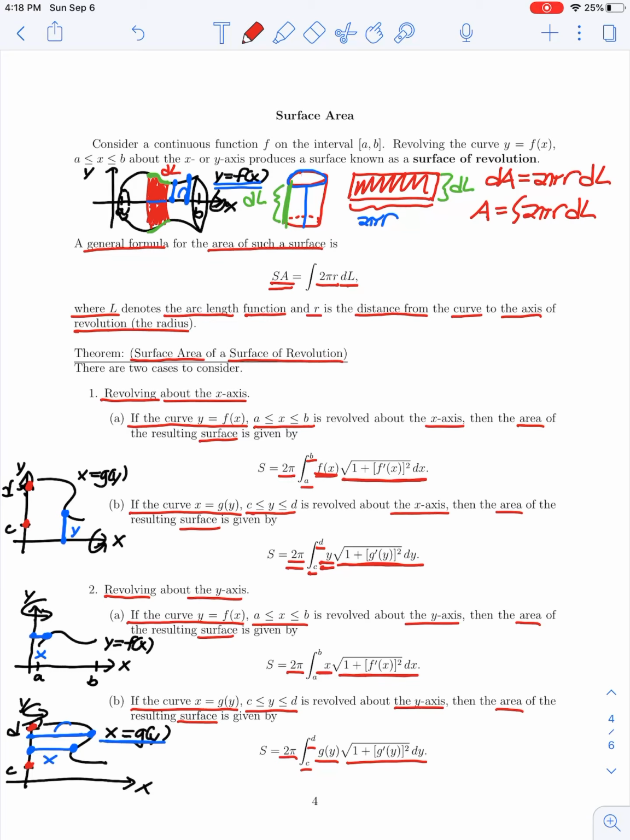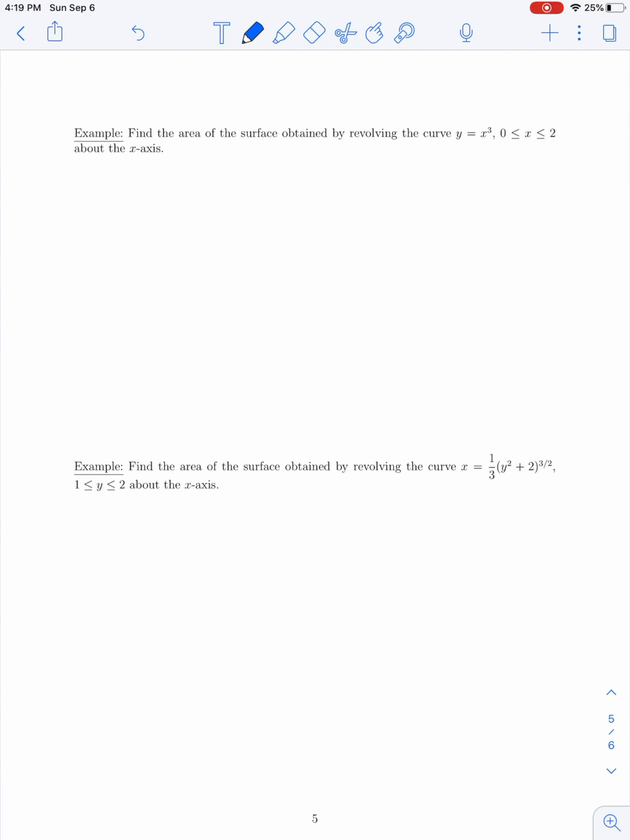So in general, there are 4 formulas for the surface area of a surface of revolution, depending on what type of function we're working with and which axis we're revolving around. But an easy way to remember the generalized formula is to think about this little formula for an arbitrary cylinder. In general, we're integrating 2 pi times the radius of our cylinder times its height, which is the differential of arc length. So let's look at some examples of this. We'll illustrate at least one example of each case.